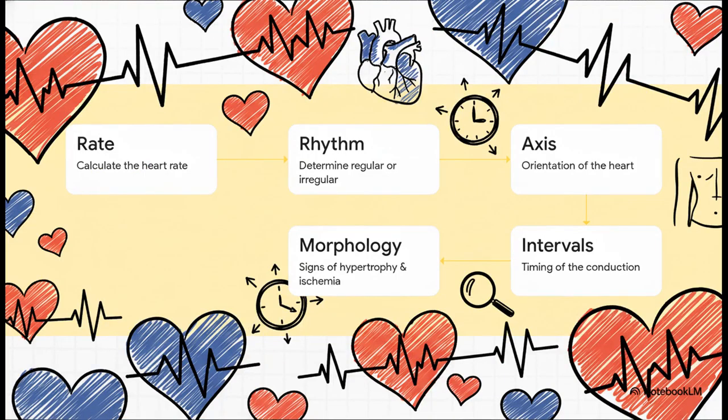I really want you to anchor this 5-step checklist in your mind. The steps are rate, rhythm, axis, intervals, and morphology. Going systematically through this exact sequence is absolutely non-negotiable. Seriously, even if an EKG looks perfectly normal at a quick glance, or even if a massive glaring abnormality jumps right off the page at you, you must force yourself through these 5 steps. Discipline prevents disaster. Keep that in mind.